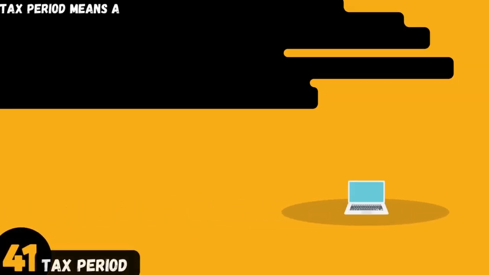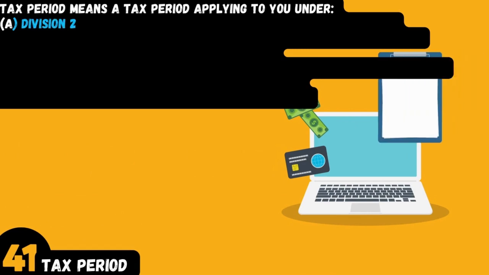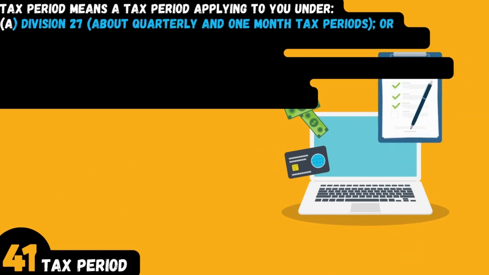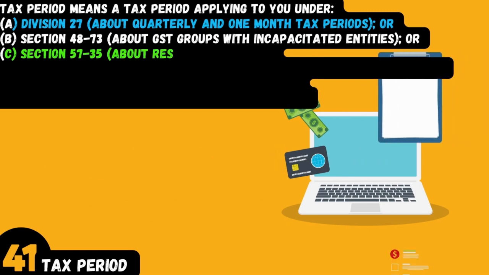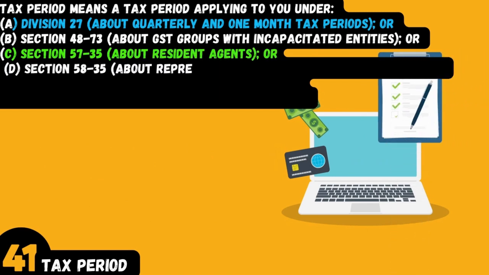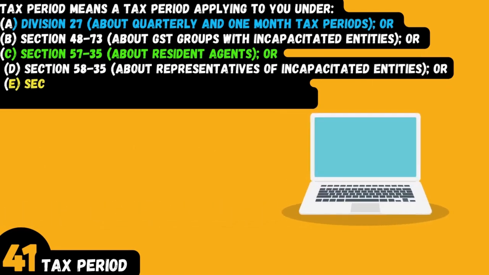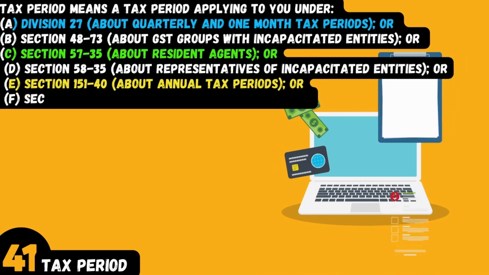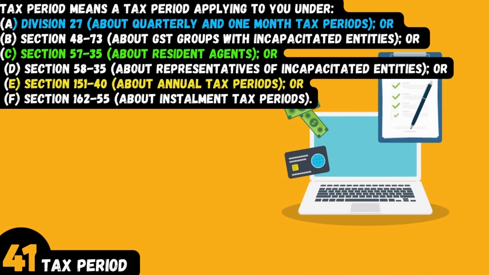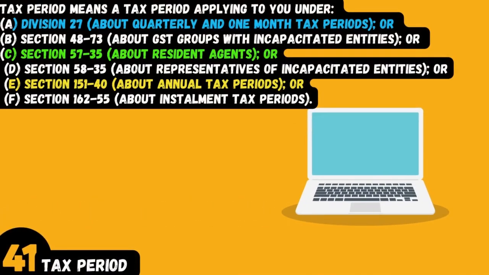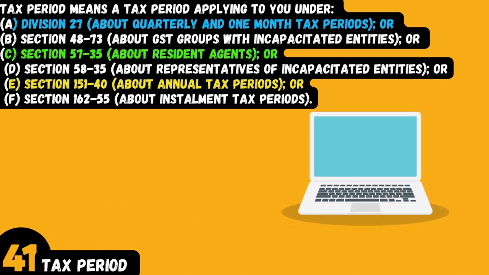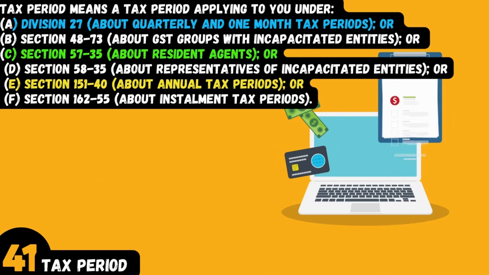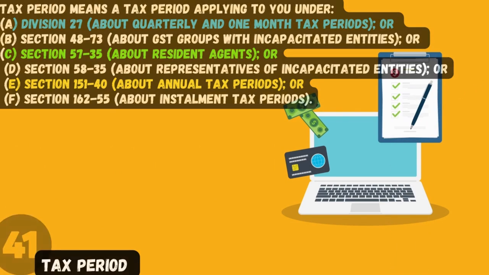Next word. Word number 41. Tax period means a tax period applying to you under A. Division 27, about quarterly and 1-month tax periods, or B. Section 48-73, about GST groups with incapacitated entities, or C. Section 57-35, about resident agents, or D. Section 58-35, about representatives of incapacitated entities, or E. Section 151-40, about annual tax periods, or F. Section 162-55, about installment tax periods.